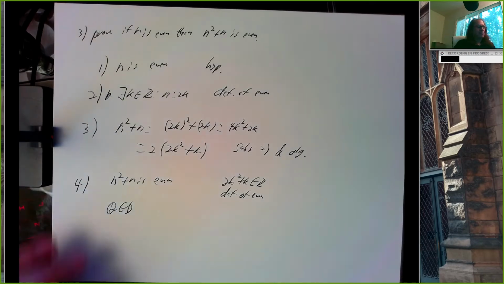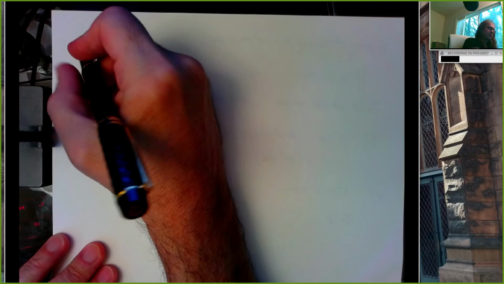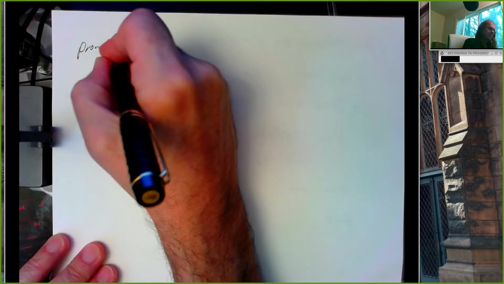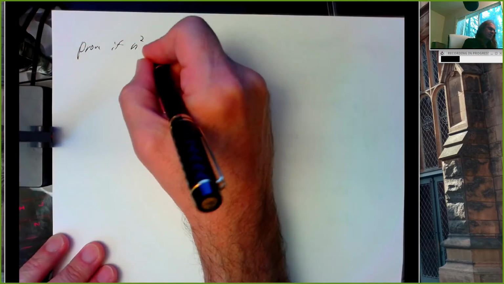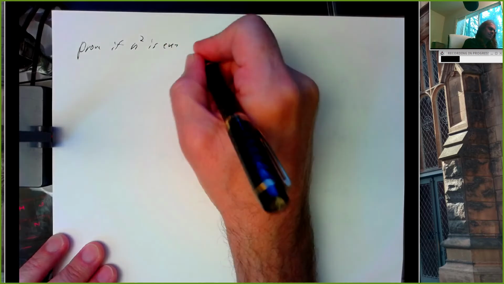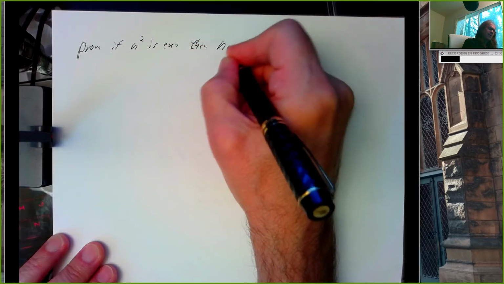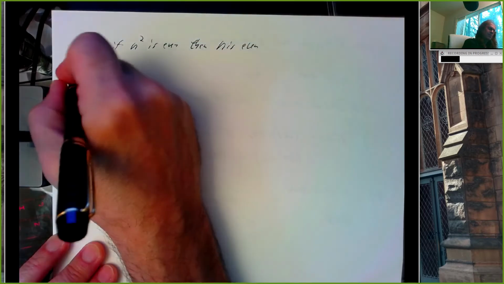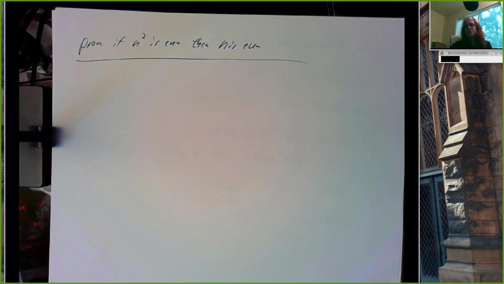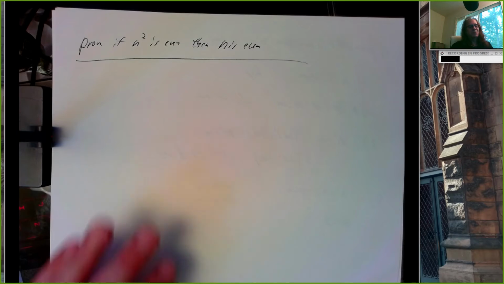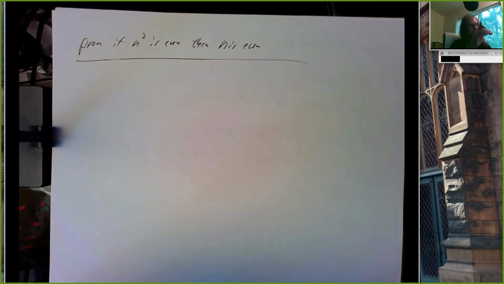All right, and then 4 and 5. One of these was the example we did when we talked about indirect proofs. So prove: if n squared is even, then n is even. And this is hard to do directly, because if you write n squared equals 2 times an integer, it's not clear where to go from there.